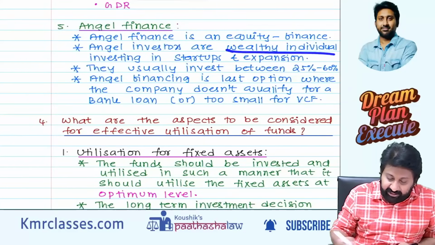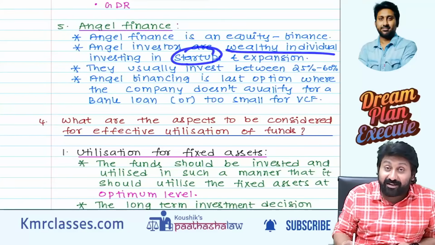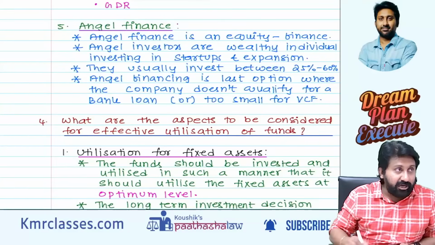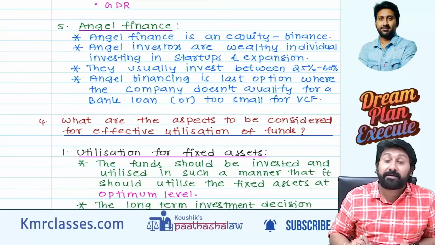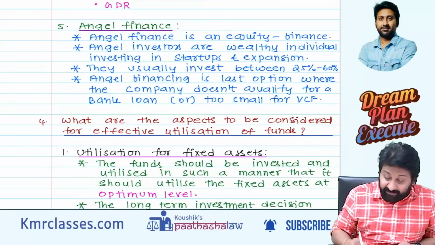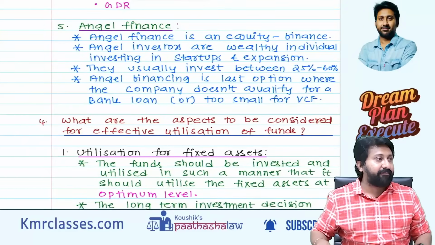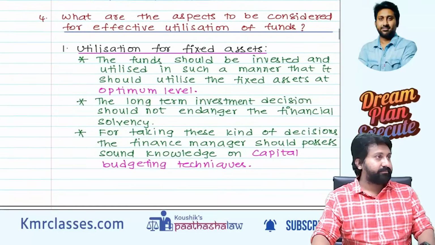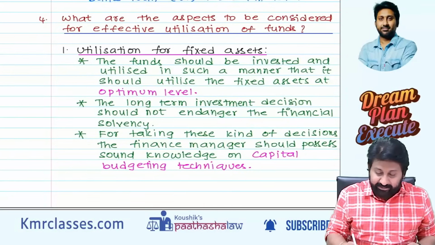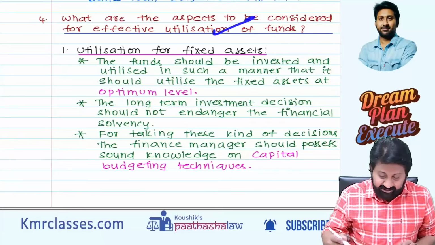Angel investors are wealthy individuals investing in startups and expansion. They usually invest between 25 to 60%. They will only give the money. Angel financing is the last option where the company does not qualify for a bank loan or is too small for venture capital funding. Next one. What are the aspects to be considered for effective utilization of funds?